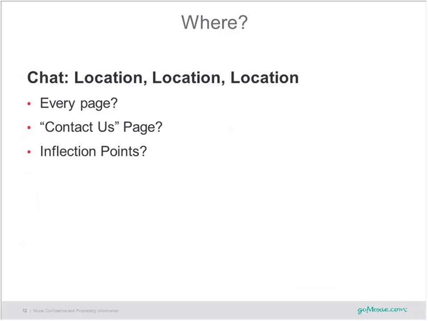Obviously, this all determines where on the actual site you're looking to engage with these customers. So I put on here location, location, location. Now, this could be every page. It could be a particular point in the journey, like the contact us page, or it could be certain inflection points as well. Again, it all triggers back to those main KPIs that you're looking to monitor for your customers.